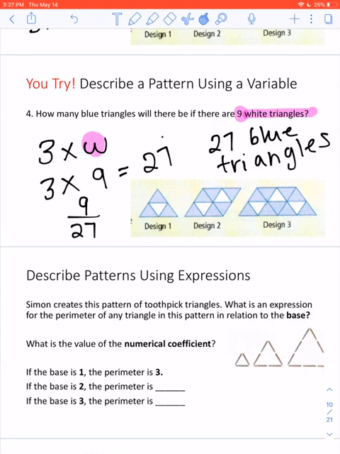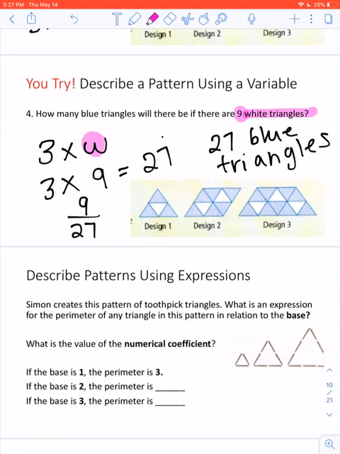So Simon creates this pattern of toothpick triangles. What is an expression for the perimeter of the triangle in relation to the base? So the base is what we're talking about right here, the bottom part, okay? So let's take a look. What is the value of the numerical coefficient? So we'll come back to that in a second. So let's take a look at our diagram.